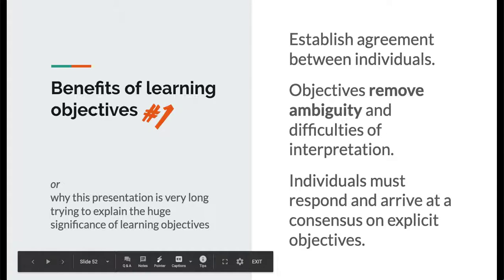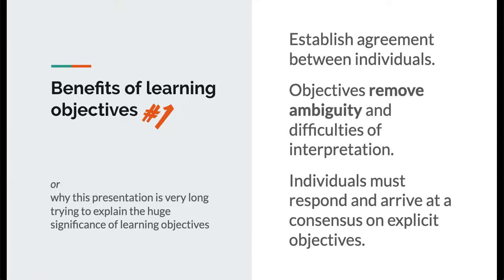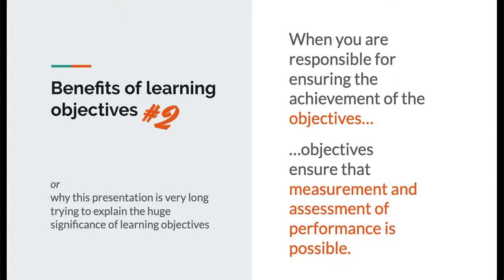It helps us get very clear and very explicit about what we're trying to accomplish. Two, when you're responsible for ensuring that the objectives are met, you want to make sure that you've written objectives that can be measured and that performance of those objectives is possible given the conditions that you've stated.